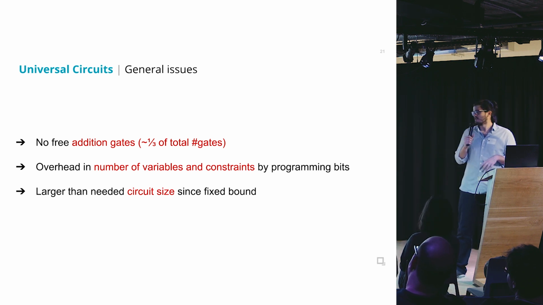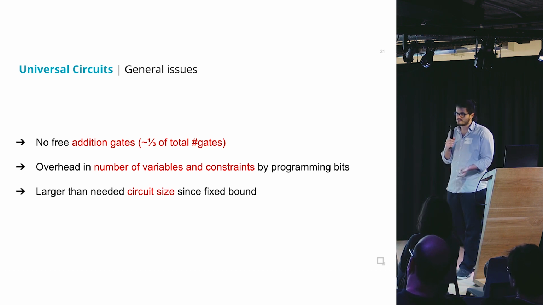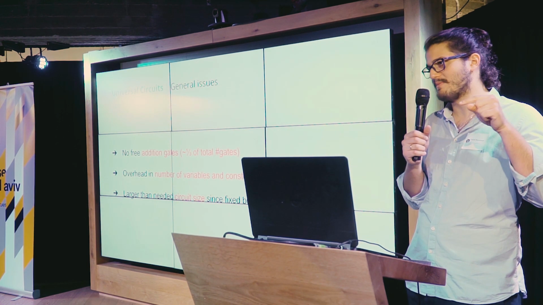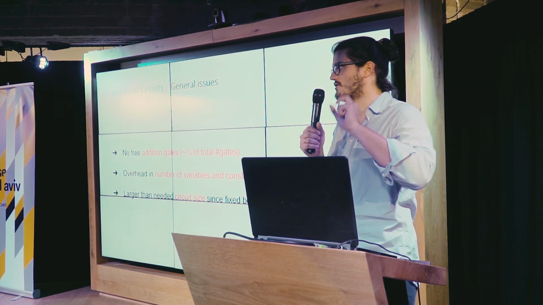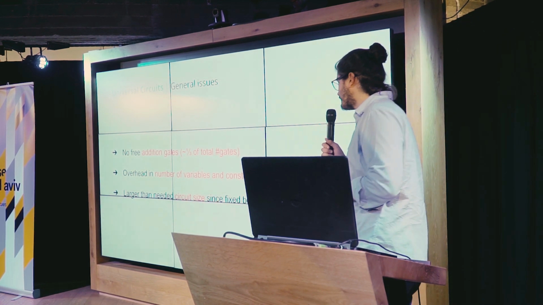with some constant in the number of variables and in the number of constraints by the programming bits. Because routing is not only about inputting programming bits, but there are also specific gates that are called routing gates, right? We'll see an example of them in a bit.